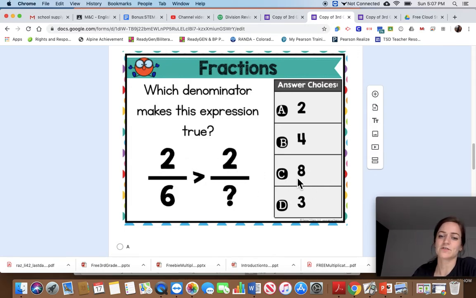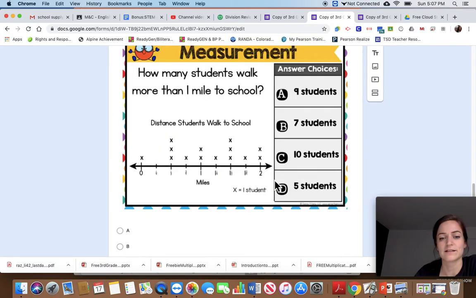2/6 is greater than 2/8. So let's do another example. If Lily cut hers into 6 pieces and Daniel cut his into 8 pieces, whose pieces are bigger? Lily's are, right? Because she only has to share with 6 people. So on this one, 2/6 is greater than 2/8. That one's true. So you should have written down C. All right, let's go to the next one.